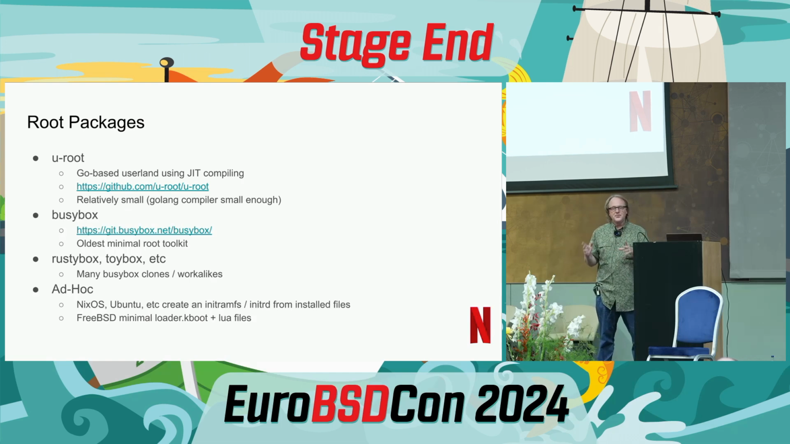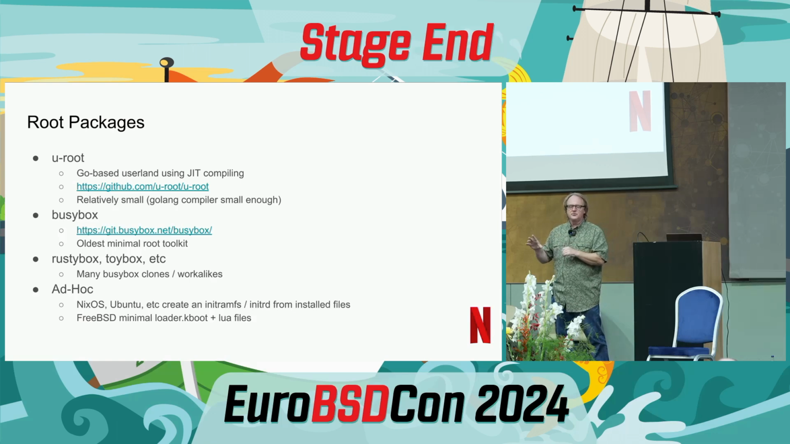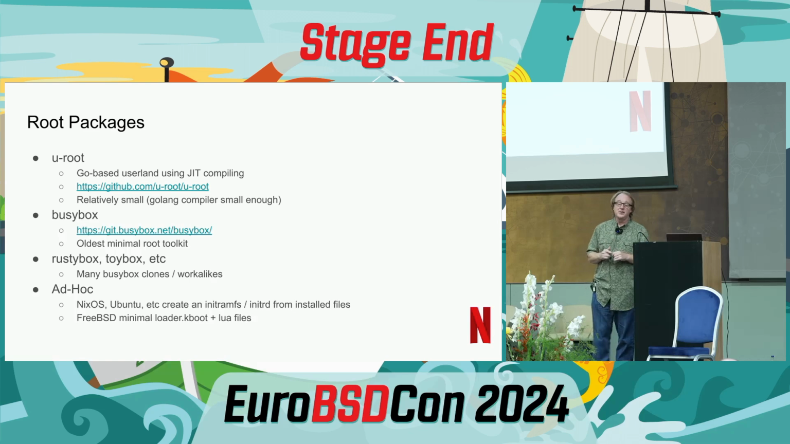Since I've been trying to do things very minimally, I take the loader.kboot that I created for this project and package it up with loader.conf and all the Lua scripts, and that's what I use for my initrd, so it's nice and small, and it actually winds up being smaller than the Go image with just a couple of binaries for u-root. So that helps me fit in places that I wouldn't otherwise be able to fit in.